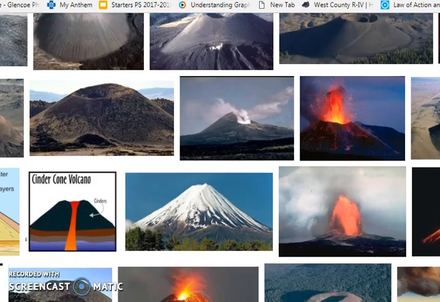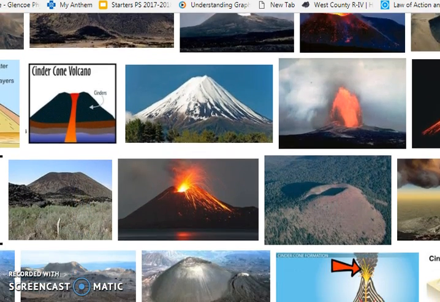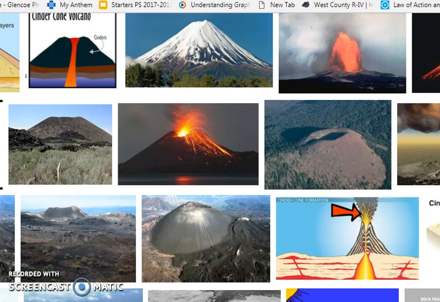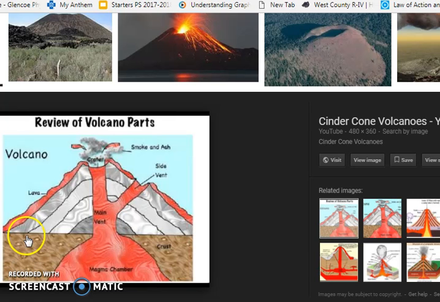And here's a few short examples of what cinder cones look like. This one in particular I like. And the reason why I like it is because you can see the shading and how it changes and how that ash continues to build up over time. That's a really good indication it's a cinder cone.